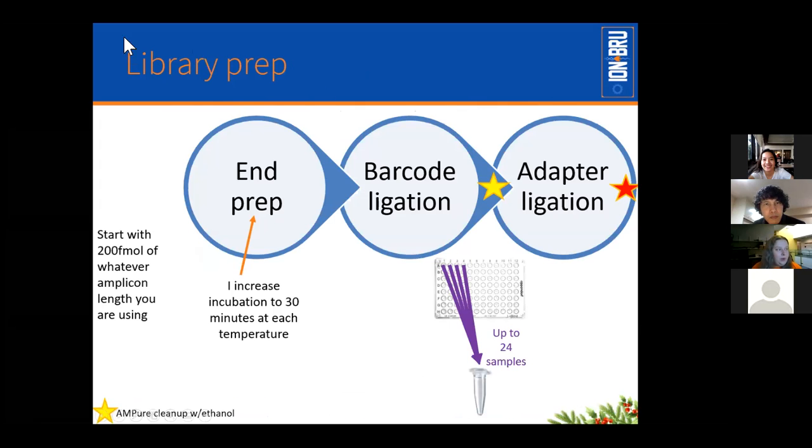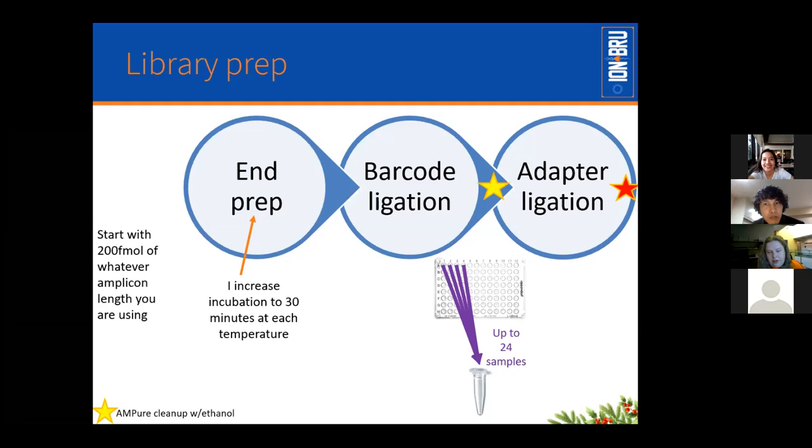So for the actual library prep, if you are using different amplicons or a different sample altogether, just note that you should start with 200 femtomoles here. For this protocol, you're starting with 50 nanograms. So for the end prep, the protocol will tell you to run it at each temperature for 5 minutes. I have always done it for 30.